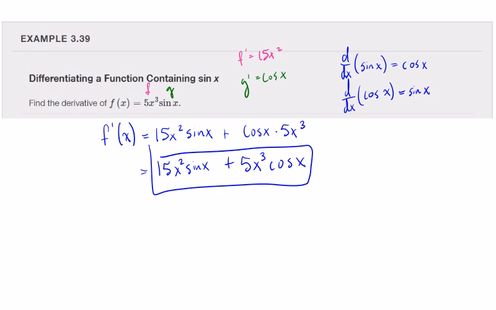All right, so pretty straightforward. So just remembering that the derivative of sine is cosine, the derivative of cosine is negative sine, and then we can use it now with all of our other rules.